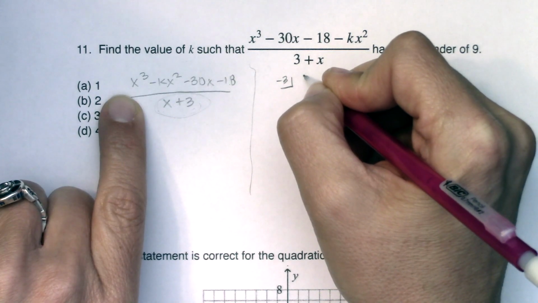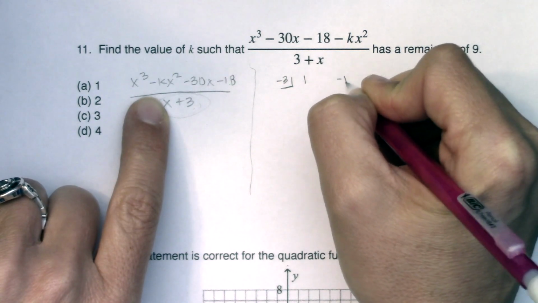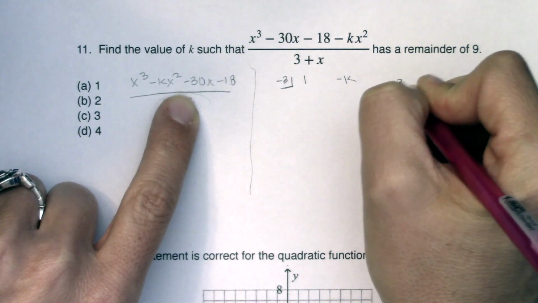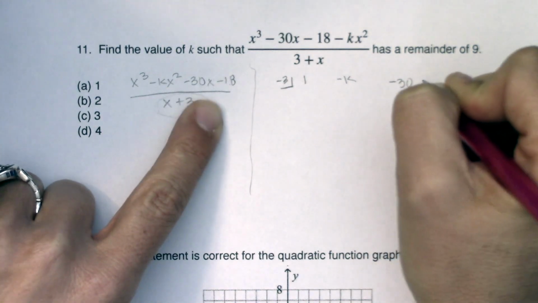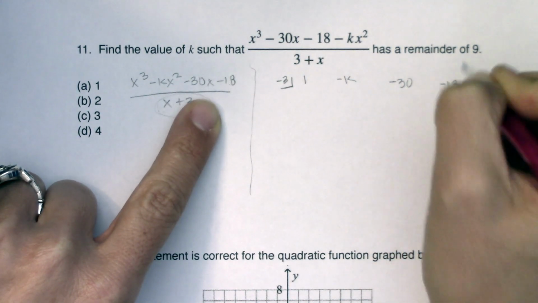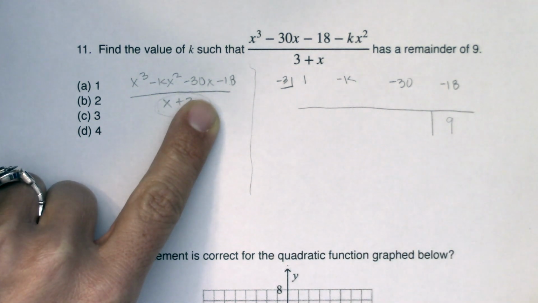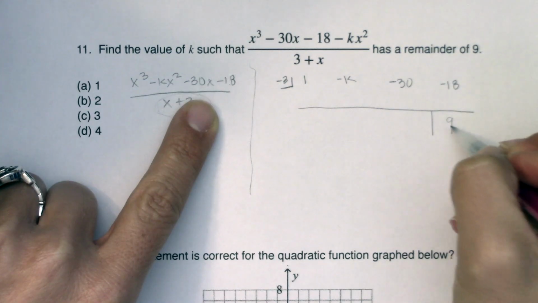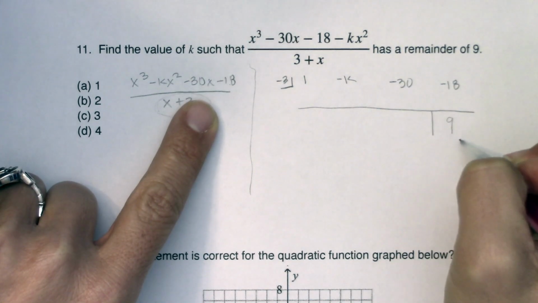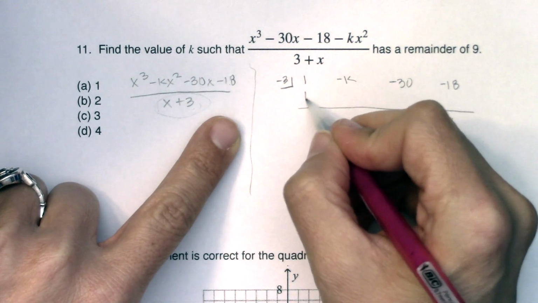So then I'll go with coefficients of 1, negative k, negative 30, let me make sure that negative is there, and then negative 18. And it's saying work this so that this remainder is 9, right? I ultimately want this to be 9. Whatever this remainder is, I'm going to set it equal to 9. So let's see what we get.